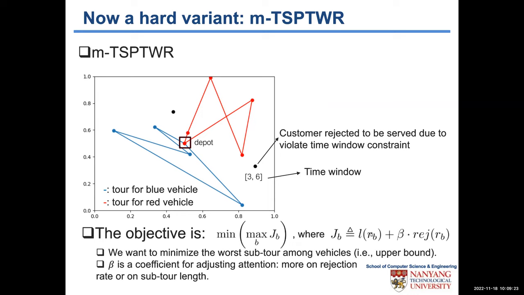For this combined objective, we can have two different versions. The first version is we can minimize the overall cost, which means we want to minimize the total rejection rate of all salesmen and minimize the total length of all sub-tours of all salesmen. Another version is where we minimize the worst case. For example, let's imagine we have three salesmen, and each salesman has its own tour, and each tour has its own rejection rate and travel distance. In this case, we can minimize the worst sub-tour.